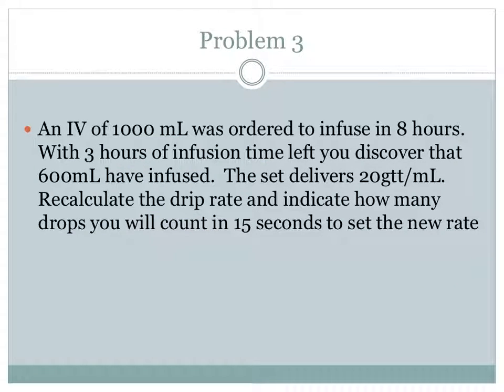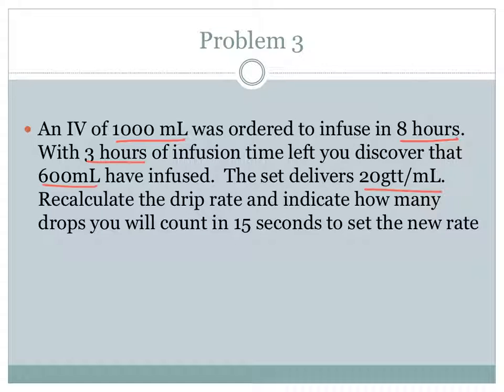Let's do another problem. An IV of 1,000 milliliters was ordered to be infused over 8 hours. With 3 hours of infusion time left, you discover that 600 mils has infused. The set delivers 20 drops per mil. Recalculate the drip rate and indicate how many drops you will count in 15 seconds to set the new rate. So there's going to be 2 parts to this problem, so you'll be getting 2 different answers. The first answer is recalculating the drip rate, and then you will do the 15-second count rate to set the new rate. Pause now and calculate.